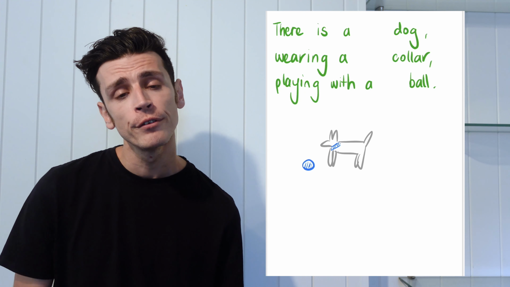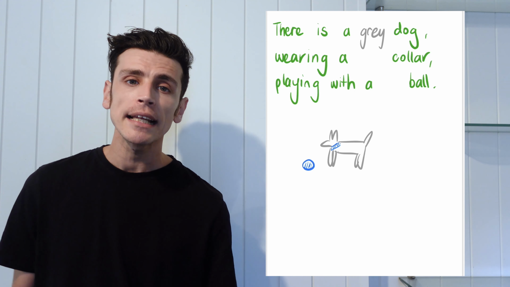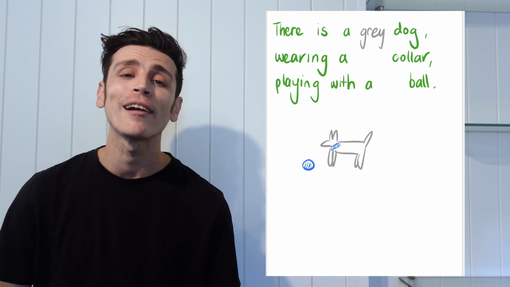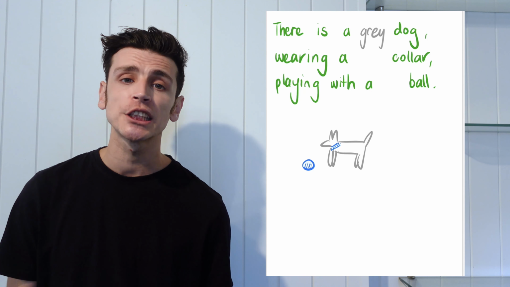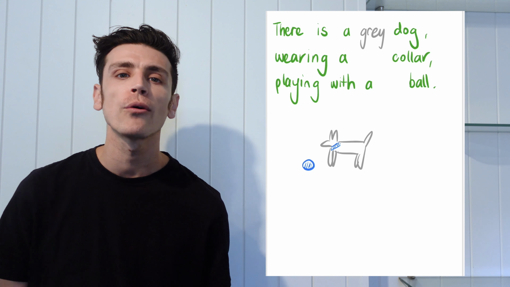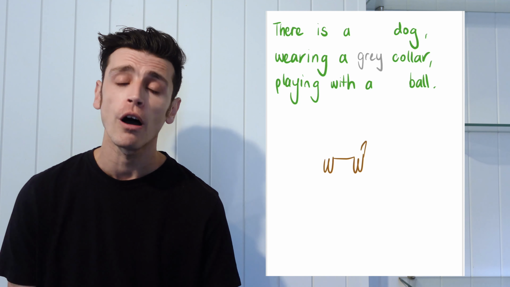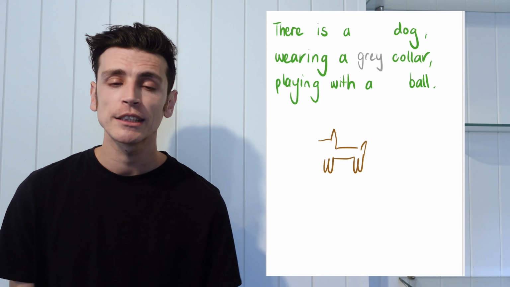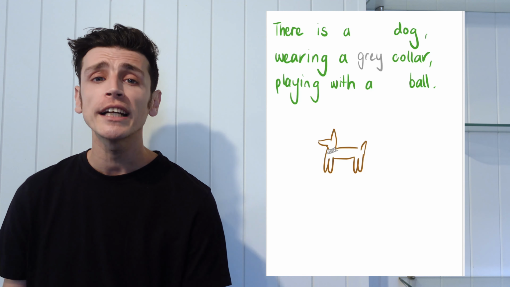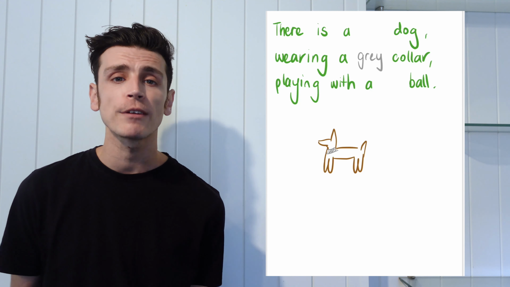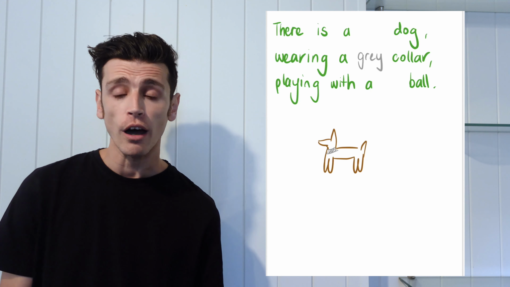But what if I move this adjective? What if I move it in front of collar? So now the sentence would read, there is a dog wearing a grey collar playing with a ball. Now I've completely changed the meaning of the sentence. We're no longer talking about the fur colour of the dog. We're referring to the colour of the collar that the dog is wearing. So it changes completely the meaning of the sentence. The dog could be grey, could be orange, could be brown, could be white, could be all sorts of colours. But the fact is that now we're talking about the colour of the collar.